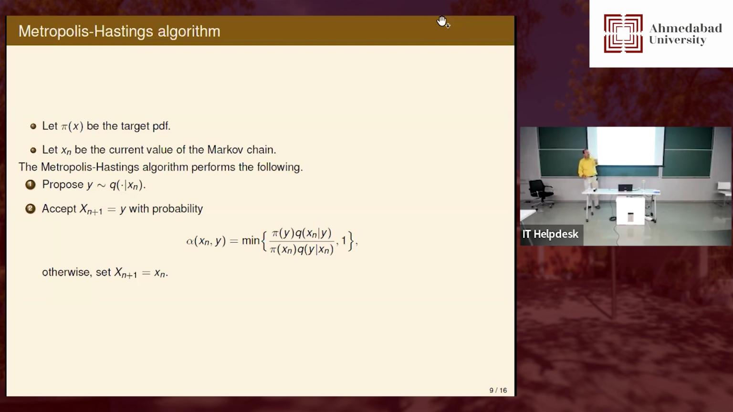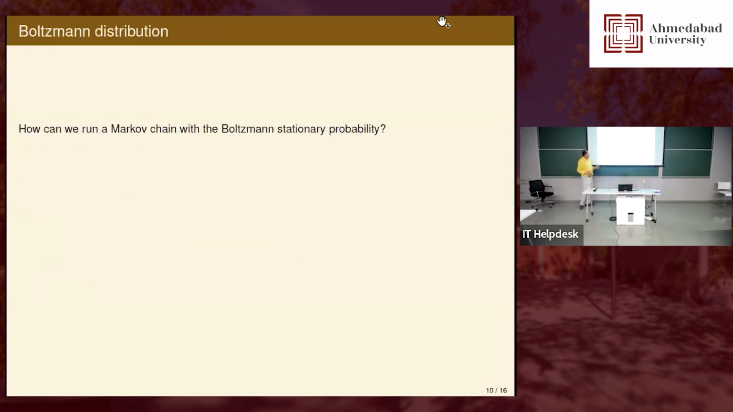So you propose a value from Q, and then you either decide to move there or stay back where you were, okay? Now, how do you decide to move? That depends on what is called the acceptance probability. So you calculate this ratio, okay? And then you basically calculate this ratio and flip a coin with that probability. If it's heads, you move to the value. If it's tails, you stay back. This is a Markov chain. It turns out this Markov chain, which is very simple, as I said, right? You keep doing this, and in the long run you reach the target. That target is the stationary distribution for this chain.